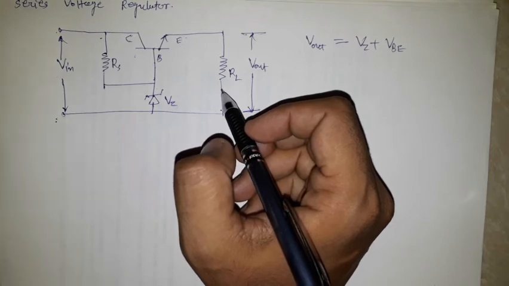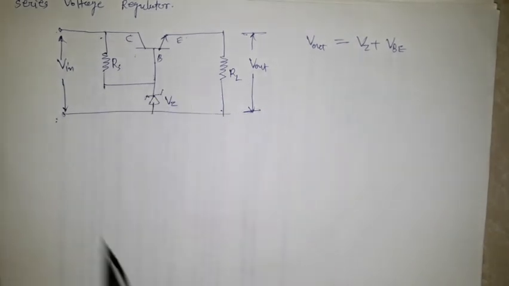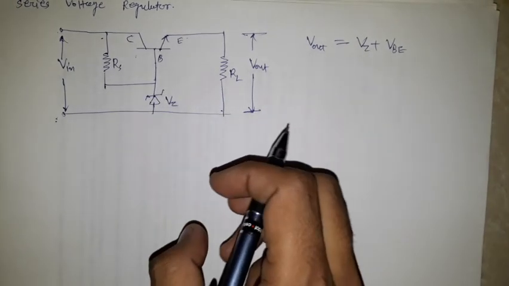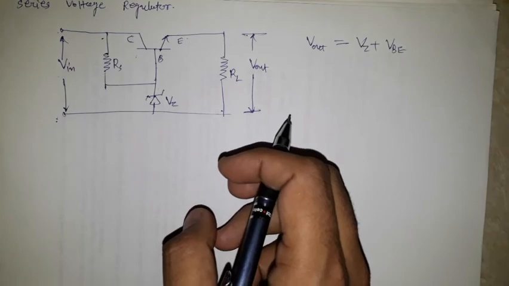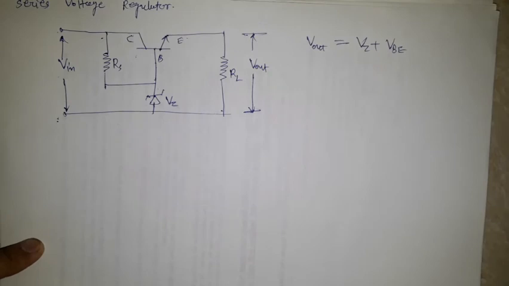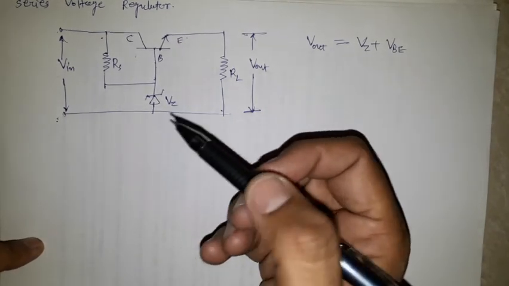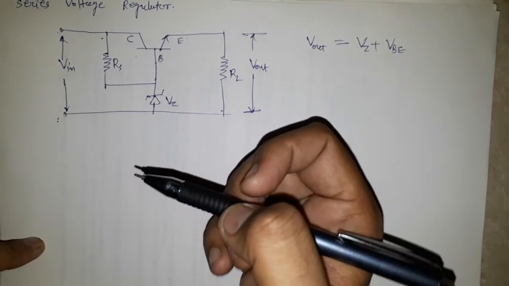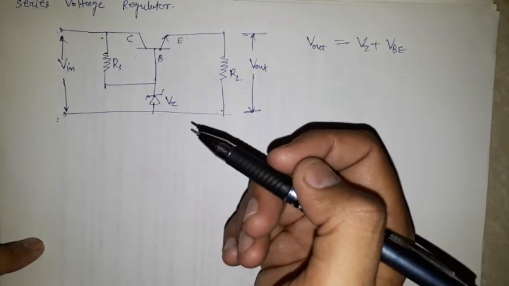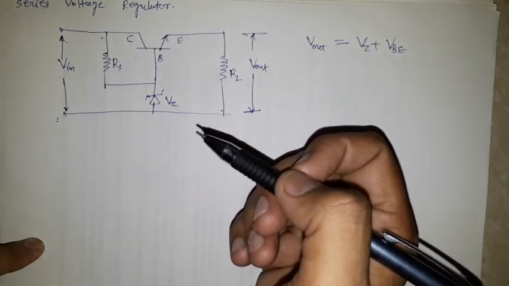Now, if the line voltage or load current changes, then the Zener voltage and the base emitter voltage will change only slightly. Because of this, the output voltage shows only small changes for large changes in the line voltage or load current. So here is the explanation about this. If line voltage or load current changes, then what will happen? The Zener voltage and base emitter voltage, it means VBE, will change only slightly.